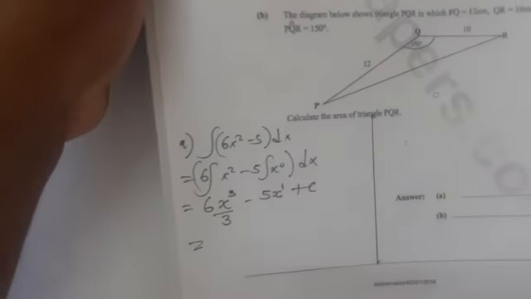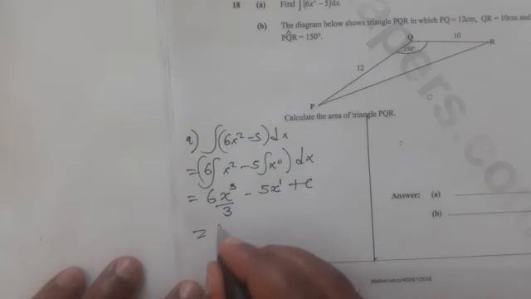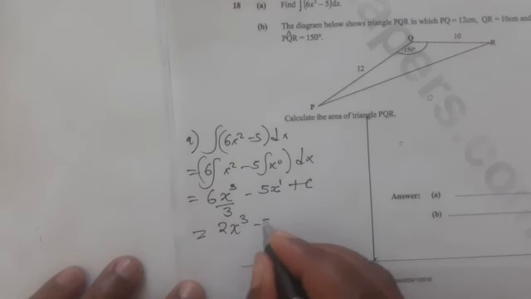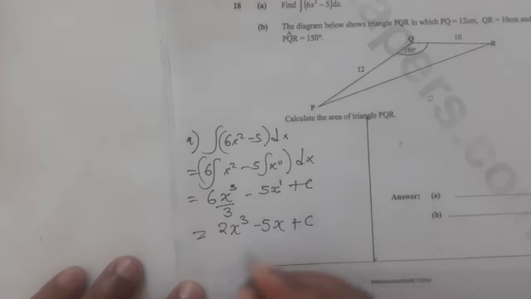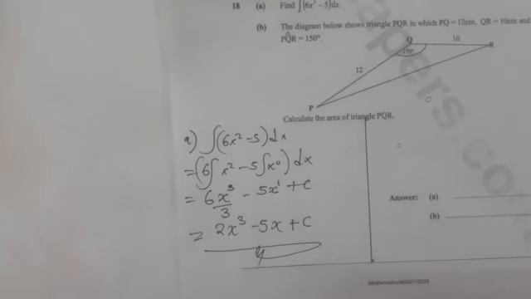Okay, let me adjust my paper. This will be 2x to the power 3 minus 5x plus C. Alright? This should be our answer.